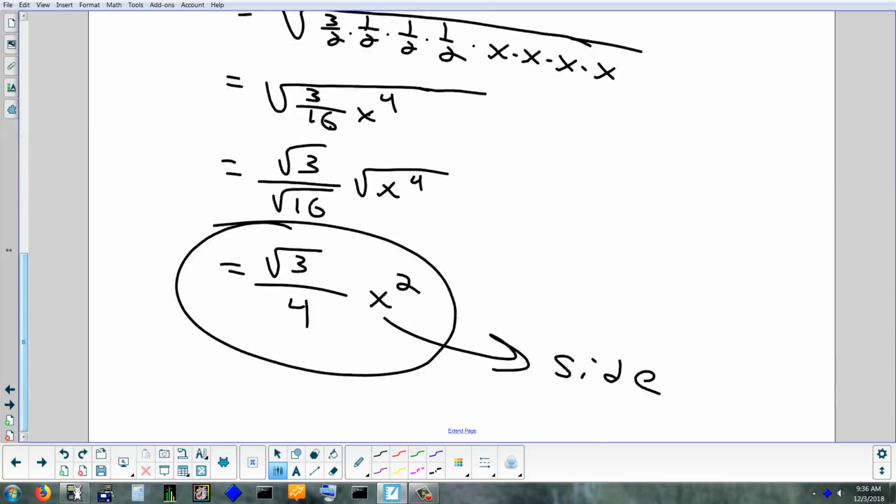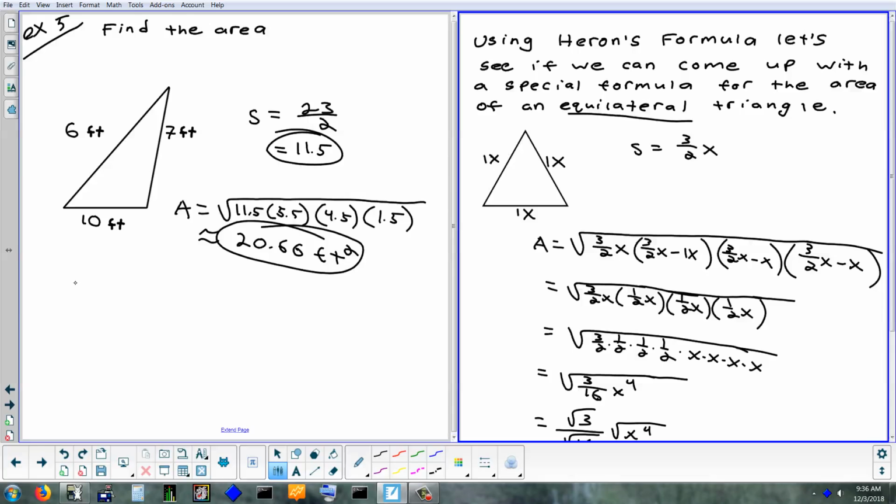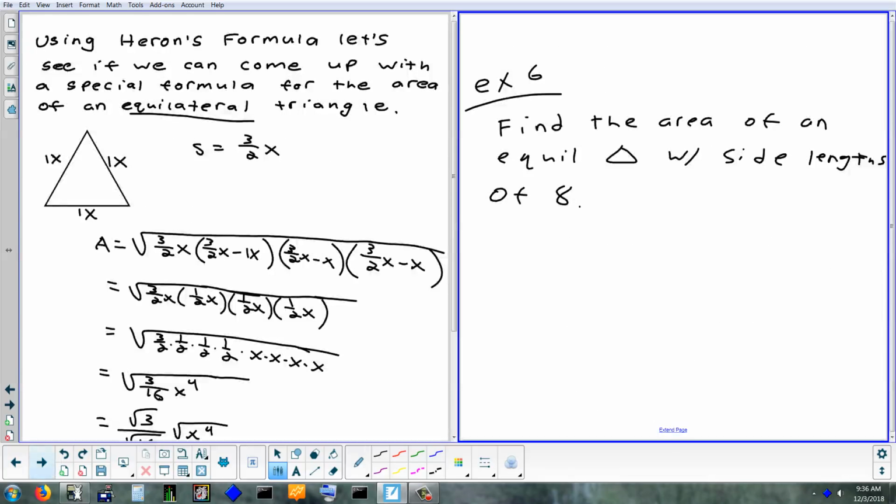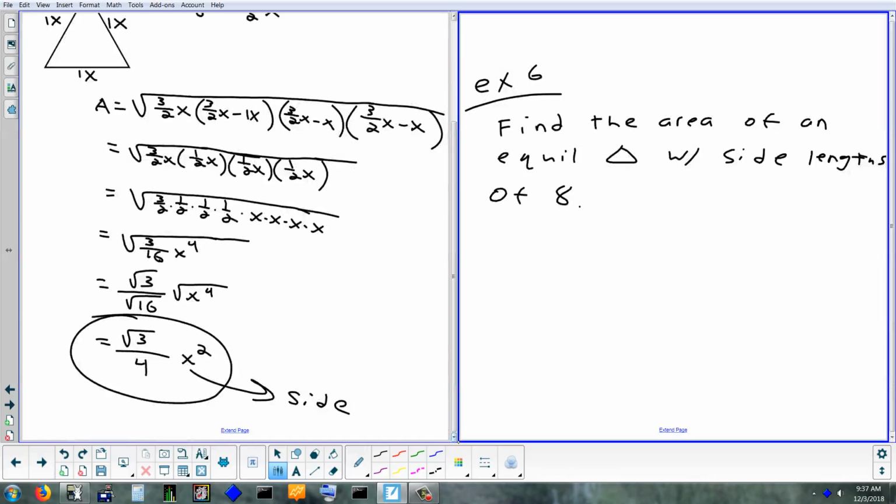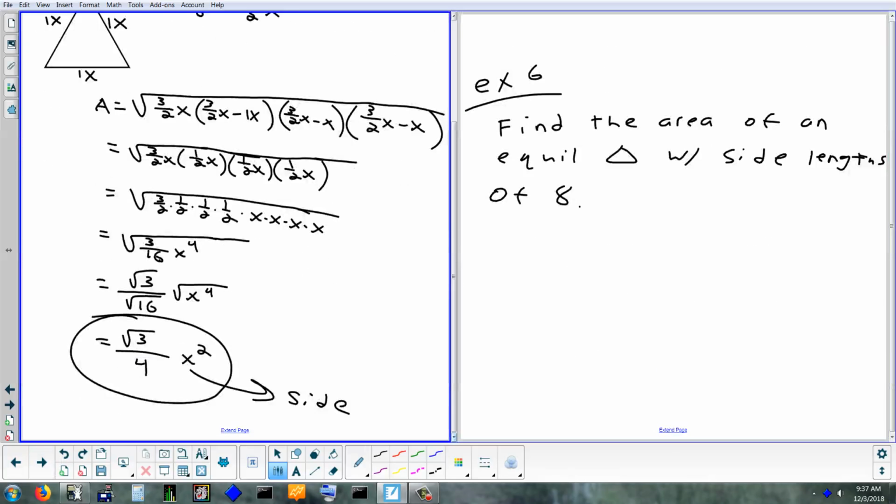So we'll try an example. If you literally had an equilateral triangle and say x is 8, you can just plug it in and then you don't have to do the rest of it. If you plug 8 into this formula, that's it. That will be the answer for the area of the triangle. Now the reason the formula is so short is because this is a special triangle. It's equilateral. All the sides are the same.